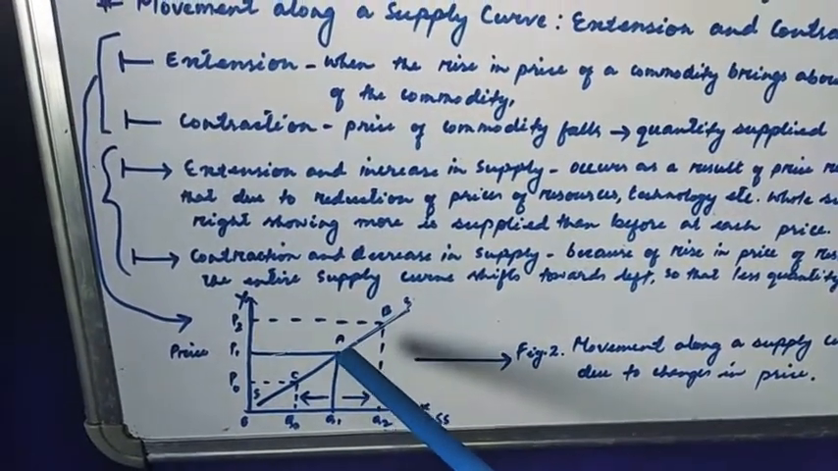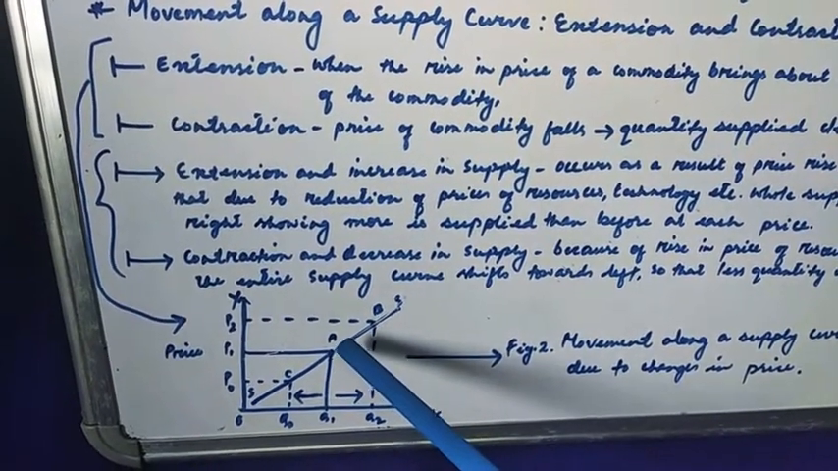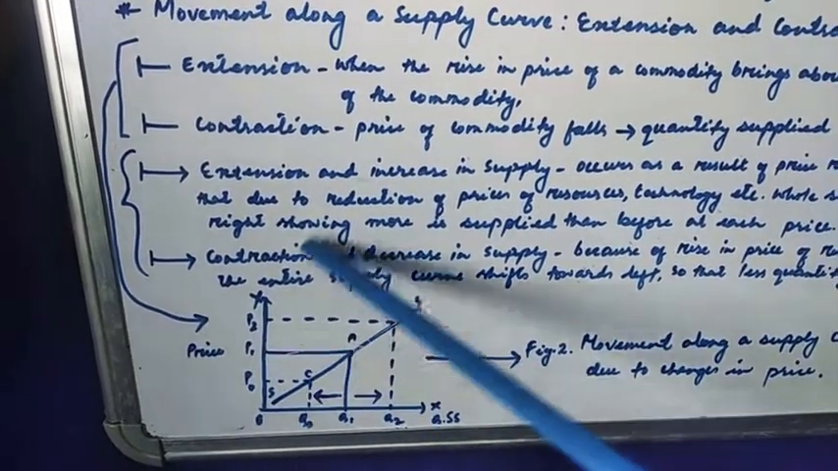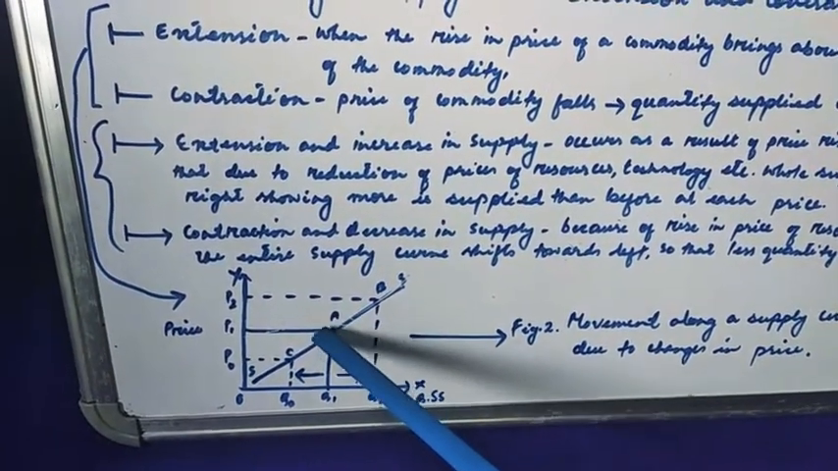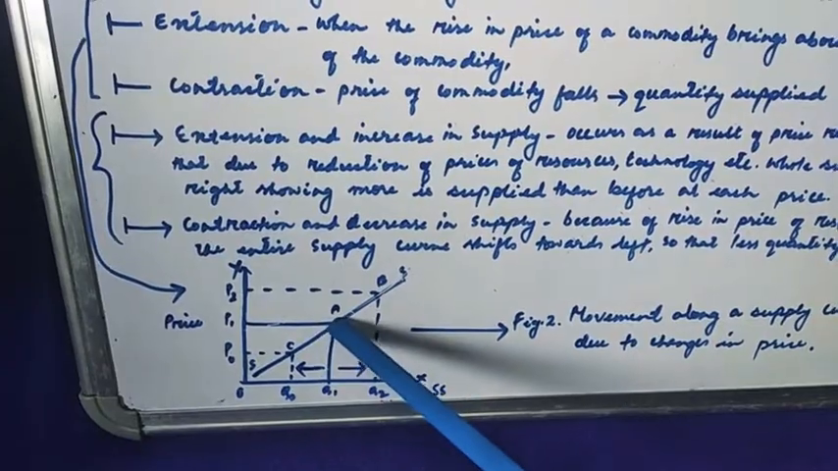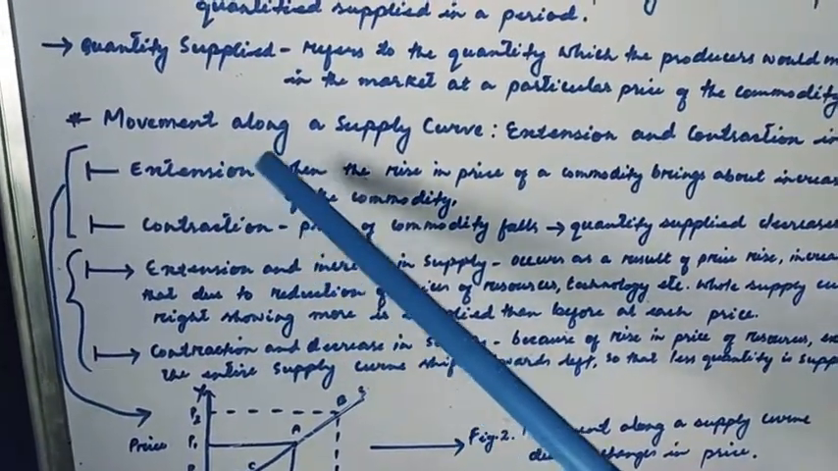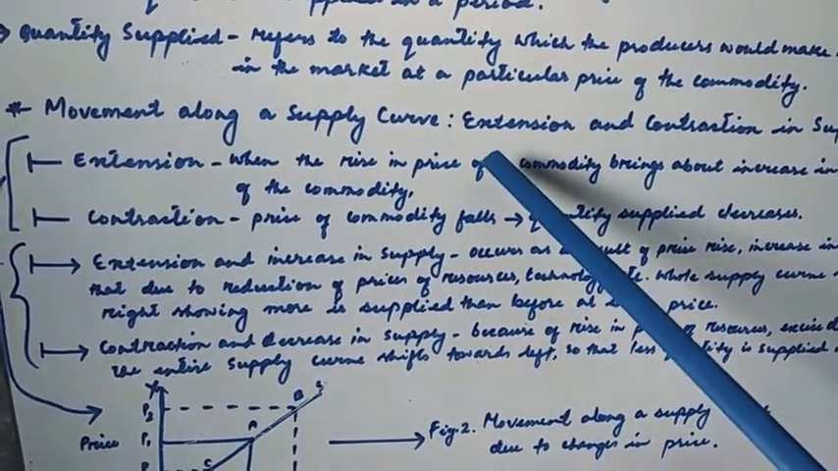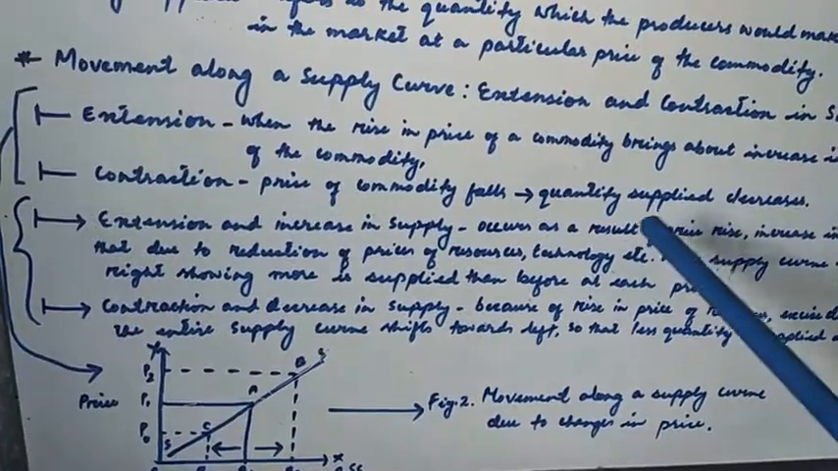And we will have upward movement towards the right on the supply curve when price rises, and then we will have a downward left movement on the supply curve when price falls. So that is all about movement along the supply curve, that is extension and contraction in supply curve.